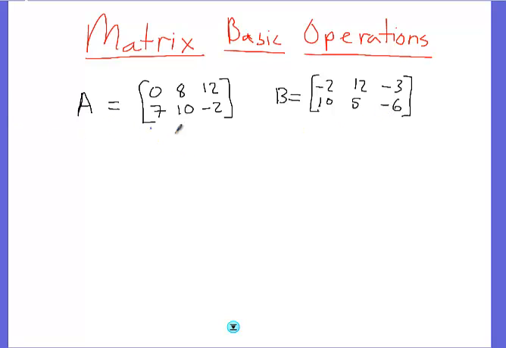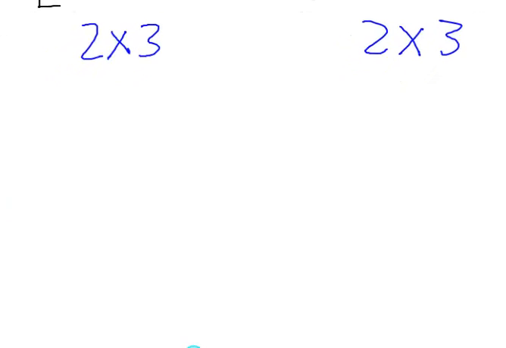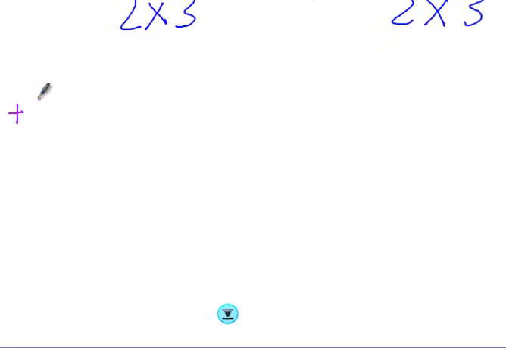Now, in order to add or subtract matrices, we must have two matrices that are the same dimensions. The first one is 2 rows, 3 columns. The second one is 2 rows, 3 columns. Good, I was worried. So right off the bat, we know that we can add or subtract these two matrices. Let's do A plus B.